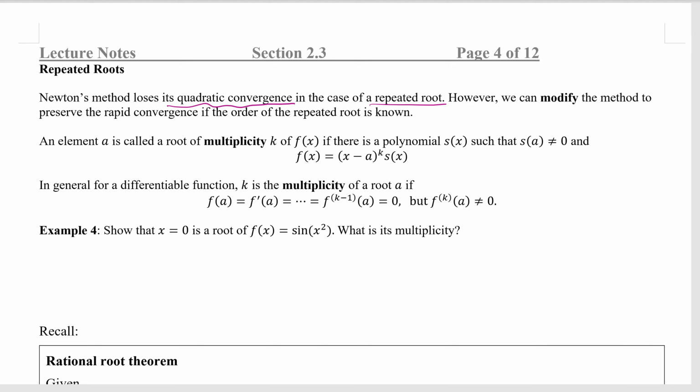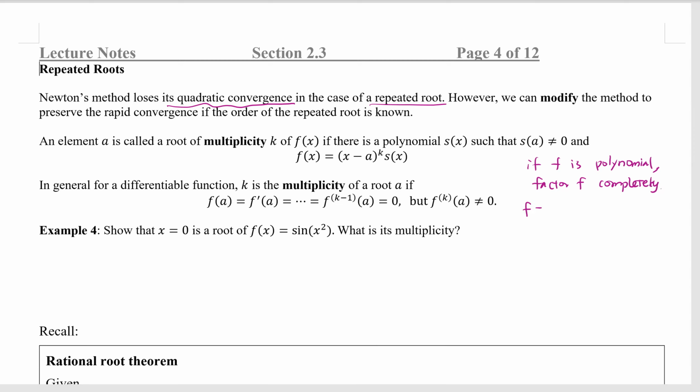Before we get into that, let me recall some definitions. An element a is called a root of multiplicity k of f of x if there is a polynomial s of x such that s of a is not 0 and f of x equals (x minus a) to the power of k times s of x. Well, what does that mean? So, for example, if f is a polynomial, then factor f completely.